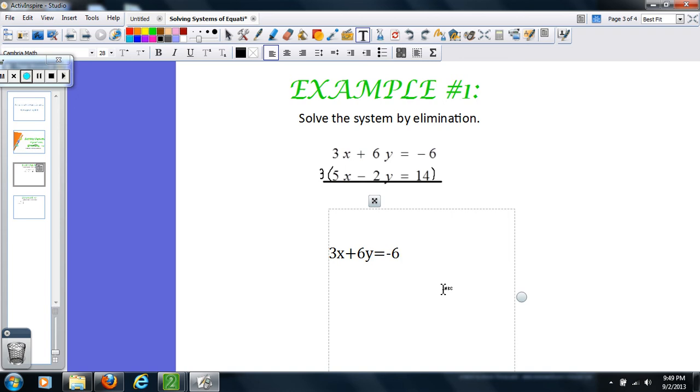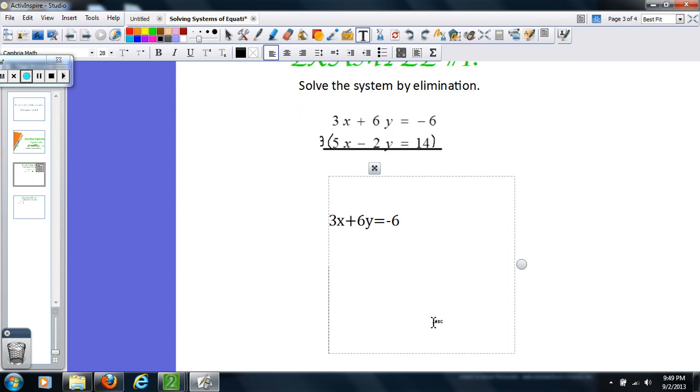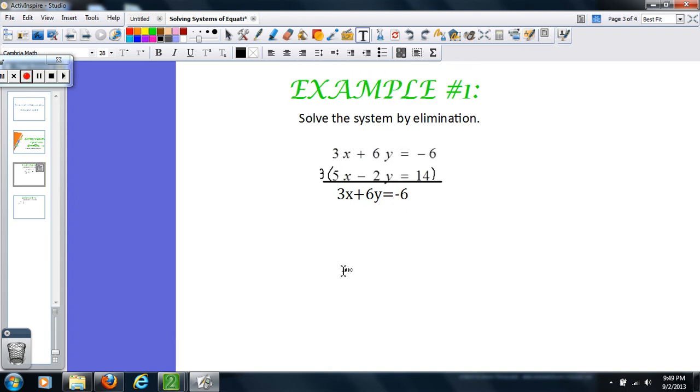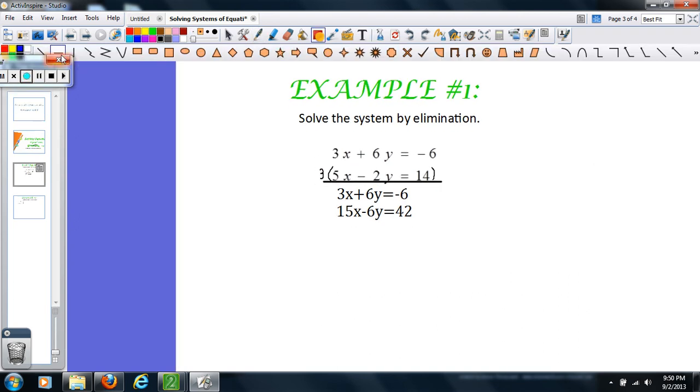And then we would get 3 times 5 is 15x minus, and actually, let me do these one at a time. This one I just rewrote, and this one would be 15x minus 6y equals, and 3 times 14 is 42. I'm just going to keep them lined up just the way they were before, and let's put our line underneath it again.